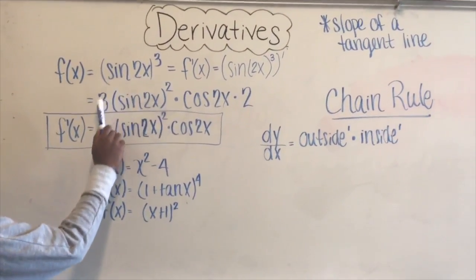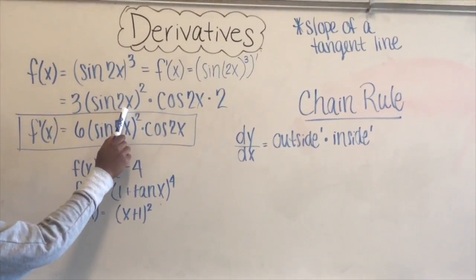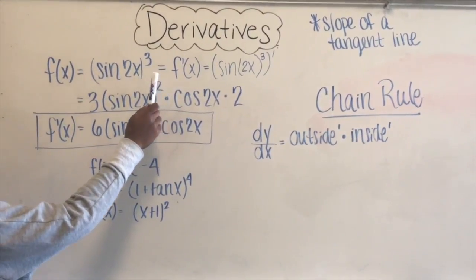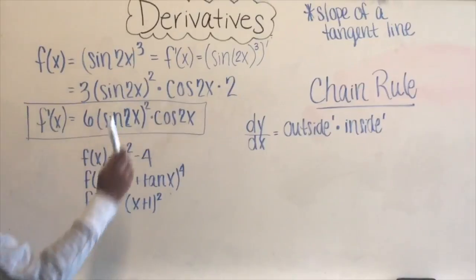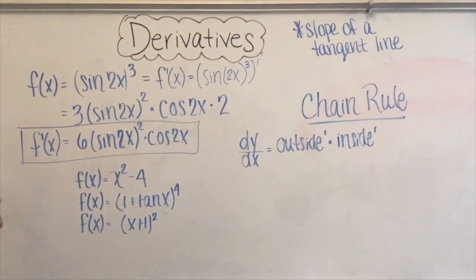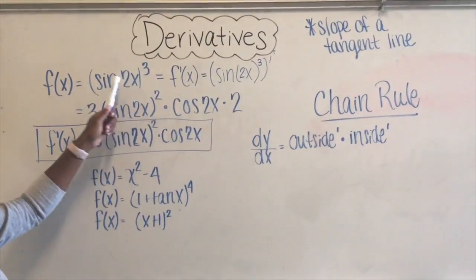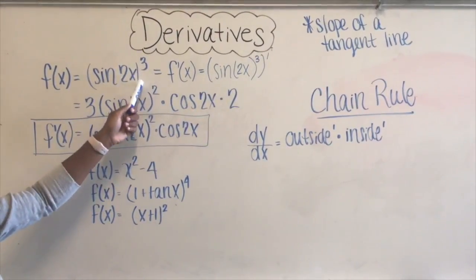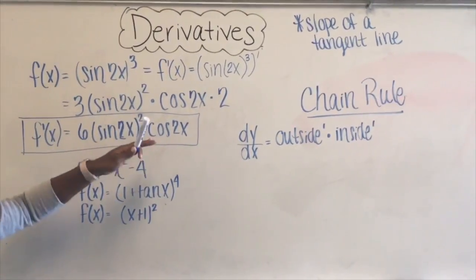So it's 3 times sine 2x, and then when you do the power rule, you subtract 1. So it's 3 times sine 2x squared. And then you multiply by the derivative of the inside function, which is the derivative of sine is cosine, and you leave 2x the same. It's like a double chain rule in one.